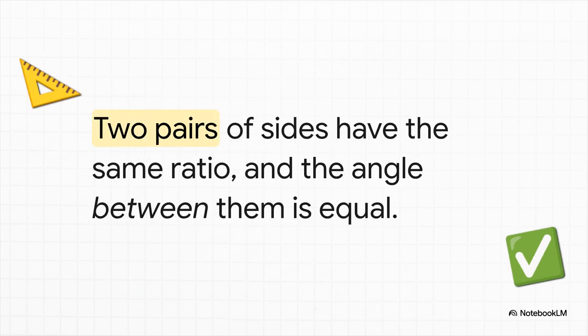Next up, we've got SAS, which stands for side, angle, side. For this one, you need 2 pairs of sides that have the same ratio, and this is crucial: the angle between those 2 sides has to be equal. That angle in the middle is the key. It's what locks the whole thing together.